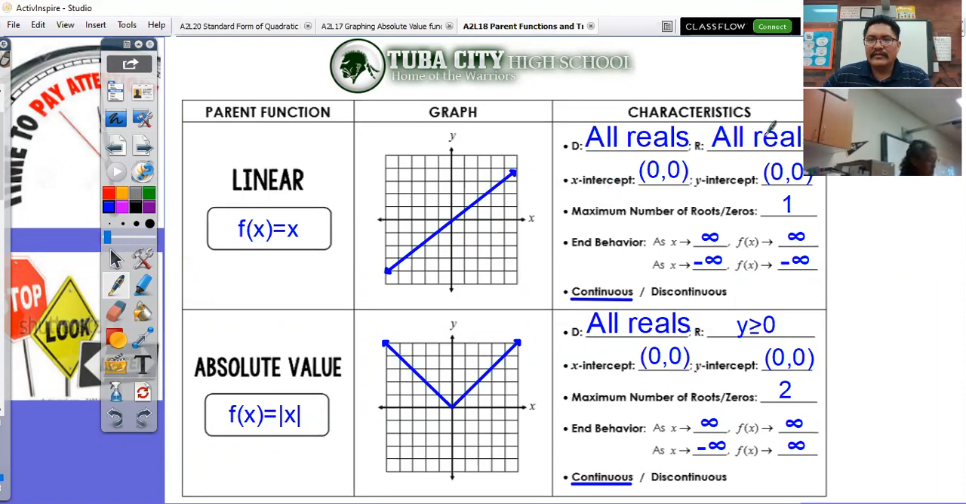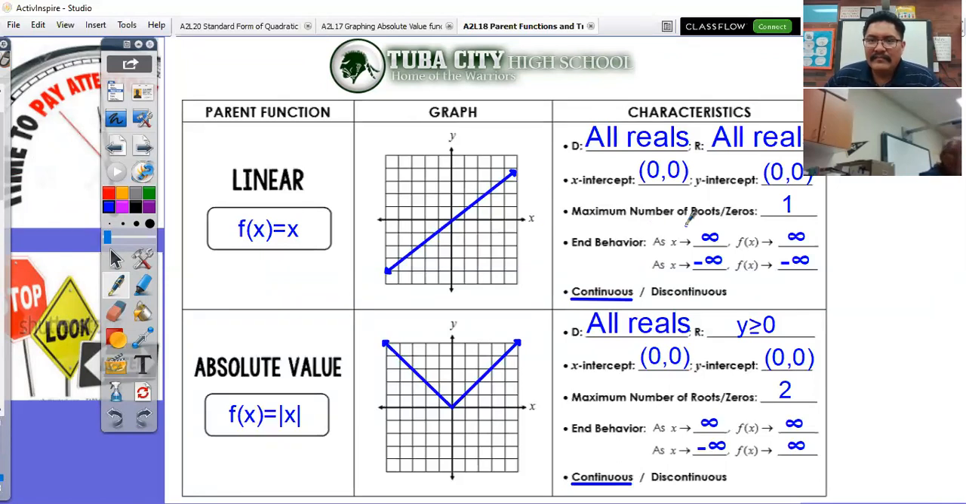So the domain is all real numbers and the range is all real numbers. So just fill this out as we go along. X-intercept is 0, y-intercept is 0, 0 as well. So they both, again, cross right through the origin. Maximum number of roots. So what exactly is a root? Well, a root or a 0 is where it crosses the x-axis. So this line can only cross the x-axis one time because it has to go somewhere pretty much.